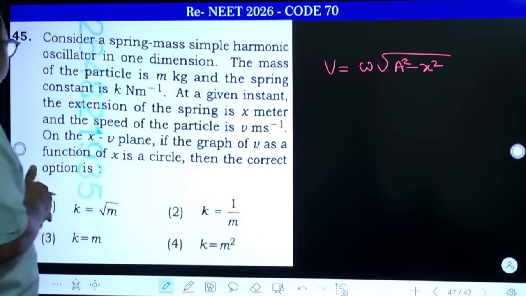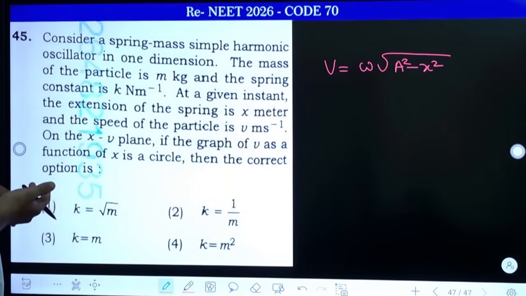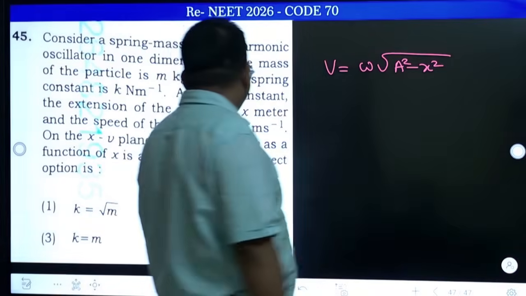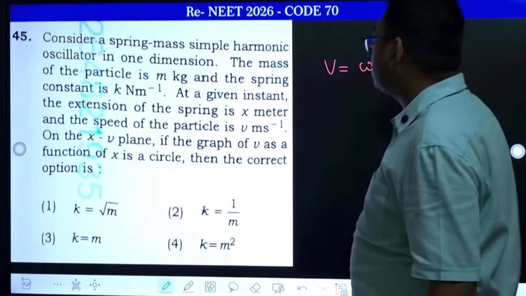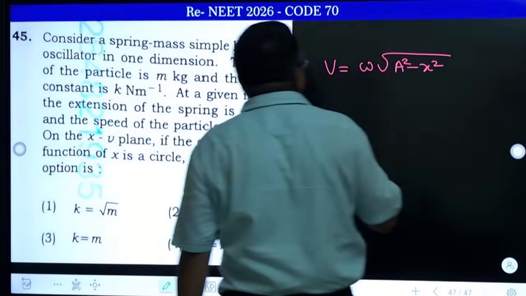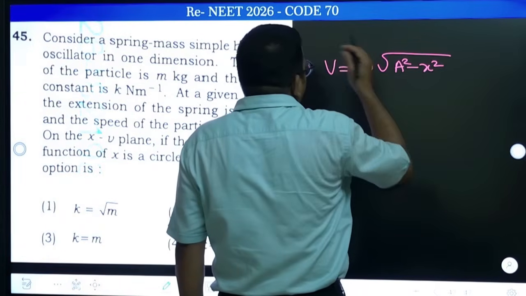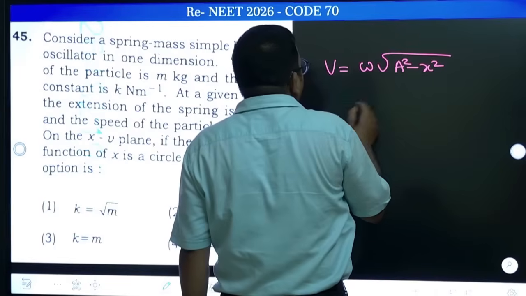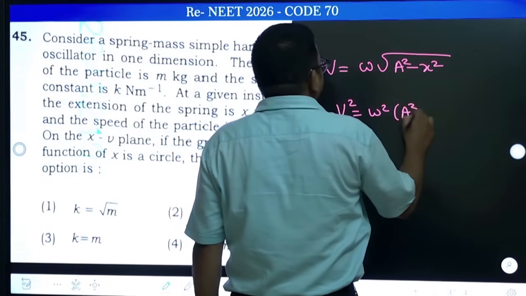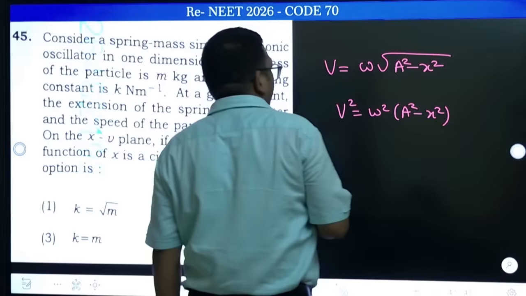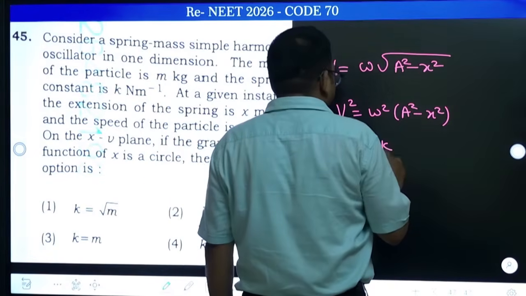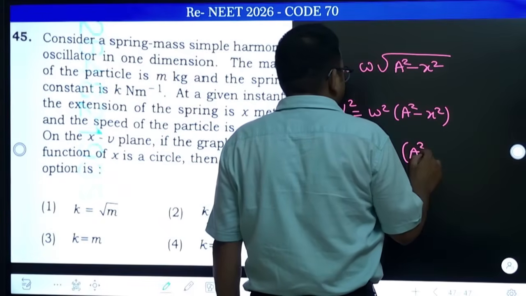The given instant extension is x, speed is v. On the x-v plane, x and v, we need to make the circle. The graph of v as a function of x is a circle, then the correct option is. Okay, the relation between them we need to know. So, let us square this. v square is equal to omega square into a square minus x square. Omega square is k by m, right? Omega square is k by m.